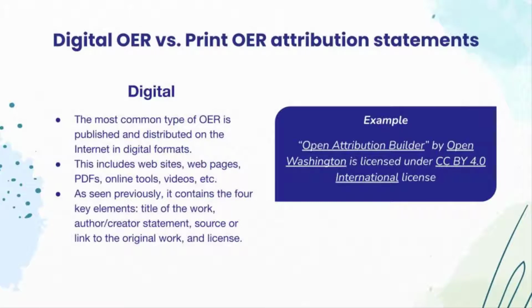This includes websites, web pages, PDFs, online tools, videos, etc. As such, the attribution for a digital OER is the most common type of attribution and makes a good introduction to creating attributions. As seen previously, it contains the four key elements: title of the work, author-creator statement, source or link to the original work, and license. Here's an attribution made with Open Attribution Builder. Note that the title, author, creator, and license include links to their respective sites. Most OER appears on the web or in digital formats with hyperlinking functions, so it can be useful to share these links in an attribution statement.